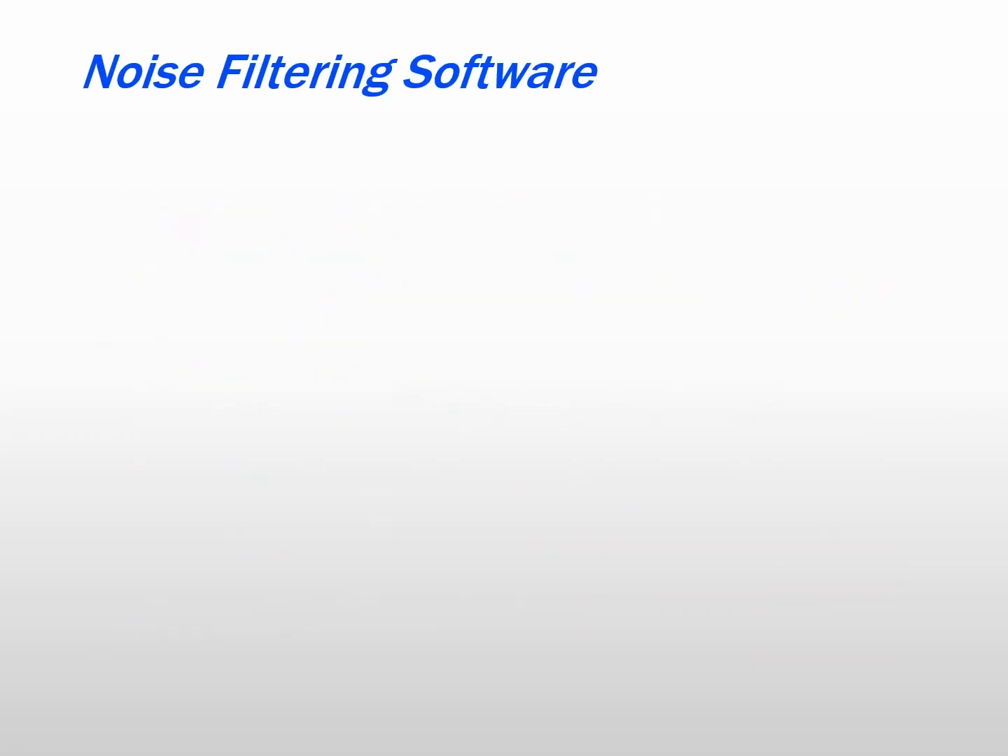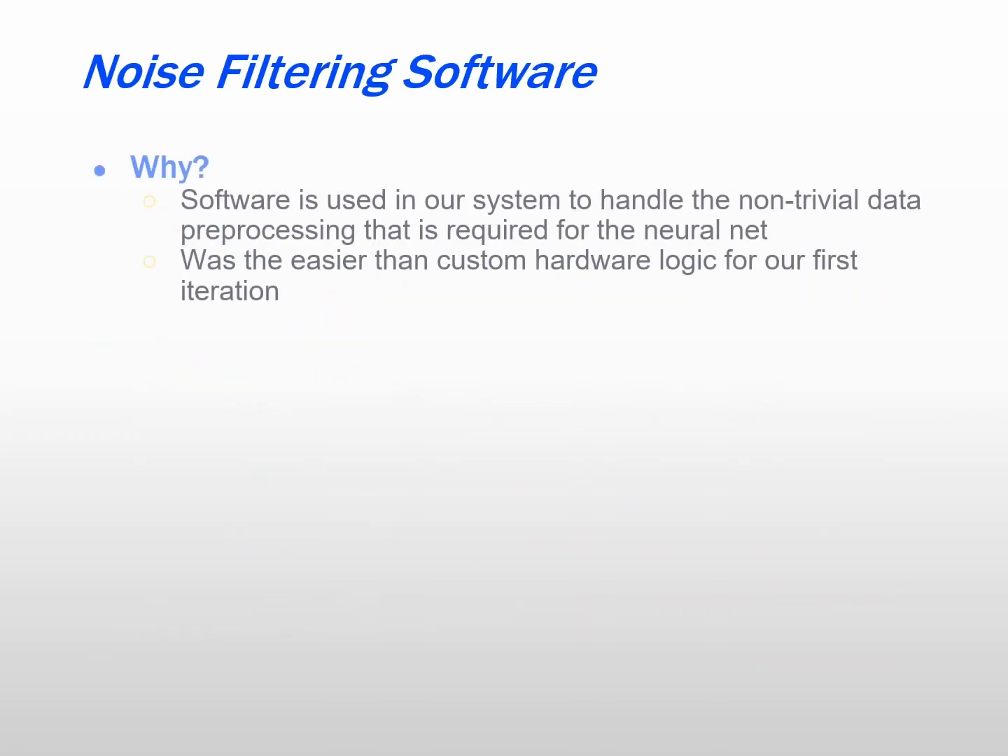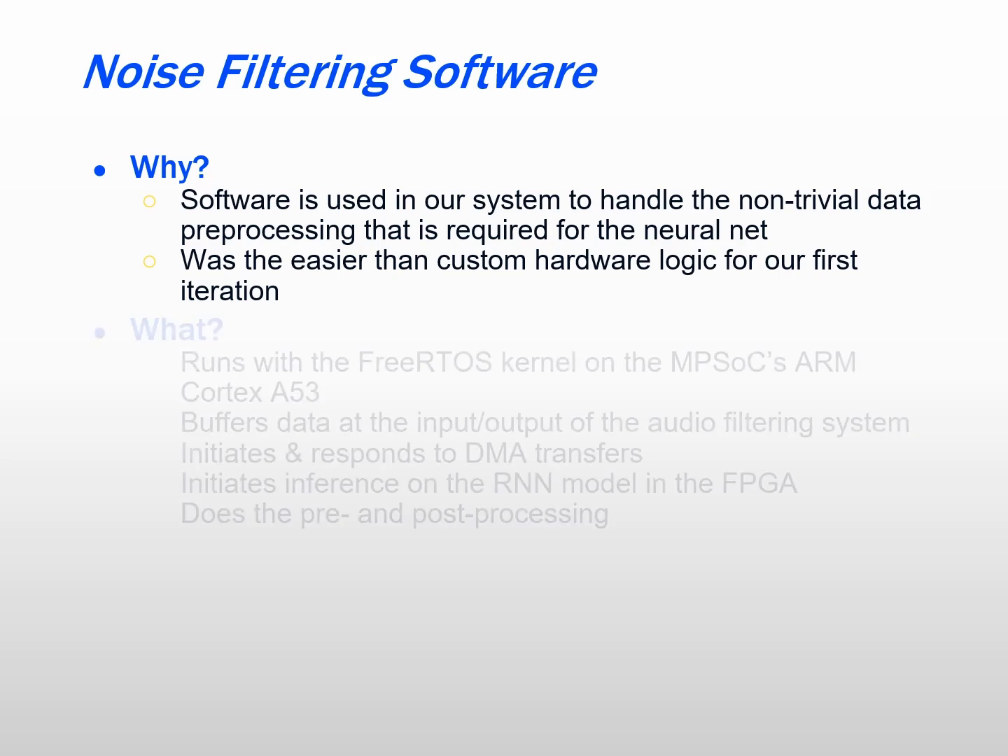Hi, my name is Andrew, and I'm going to talk about the software that we're using in our noise filtering system. So first off, why are we using software? It's because of the non-trivial data pre-processing that's required for our neural net. The pre-processing was much easier to do in software rather than design custom logic for our first iteration.